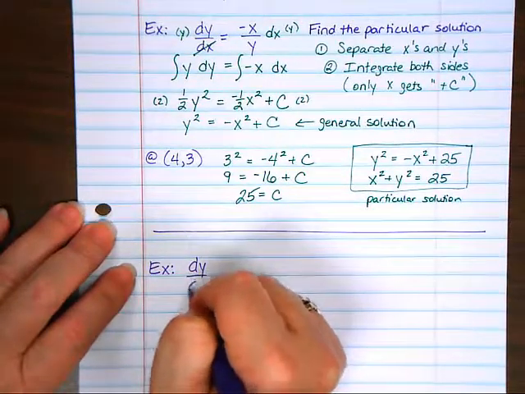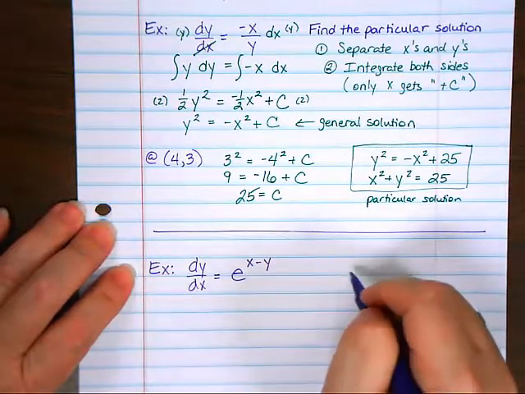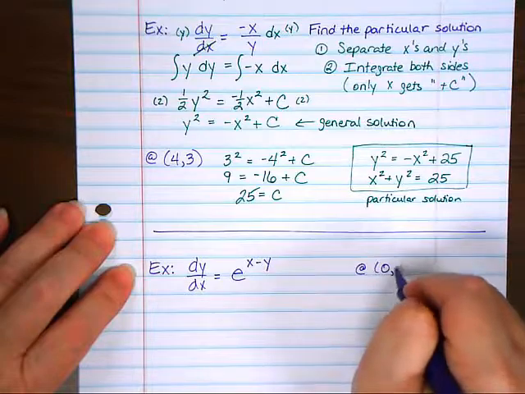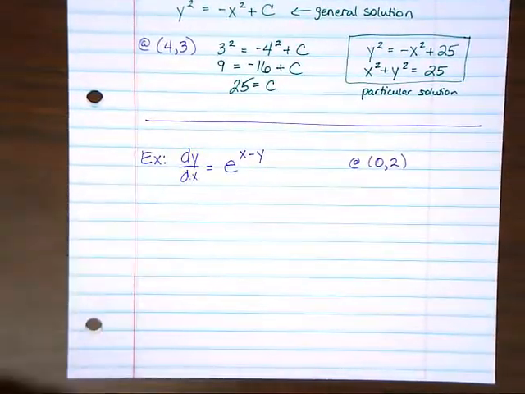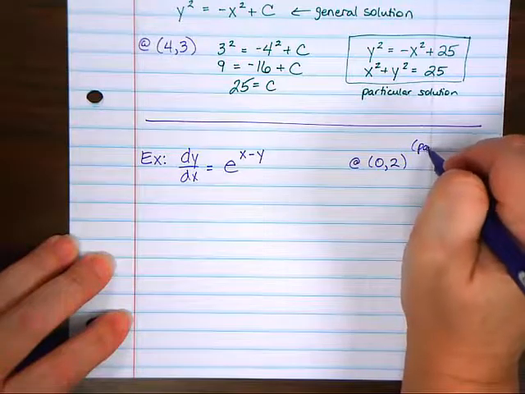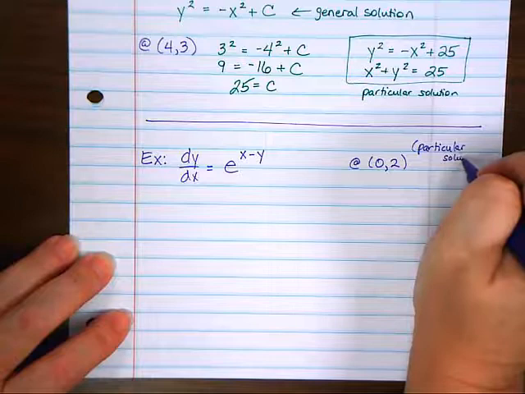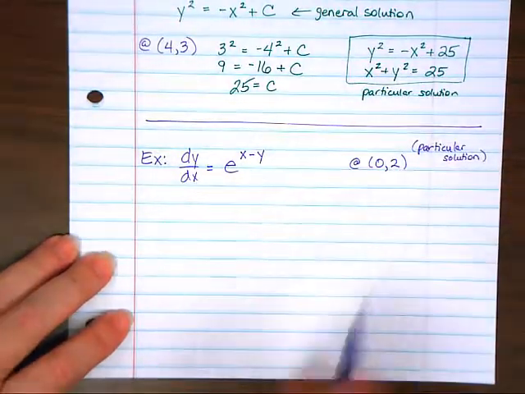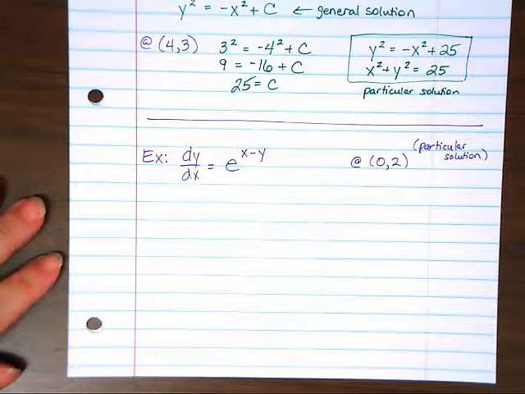dy/dx equals e to the x minus y. And I'm going to scooch over a little bit and write at the point (0, 2). I'm going to write it right there in the problem. So this one is asking for the particular solution as well. You will know for a fact that it's a particular solution when they give you a point. If they don't give you a point, you can't find C.